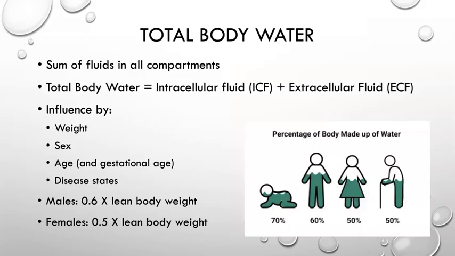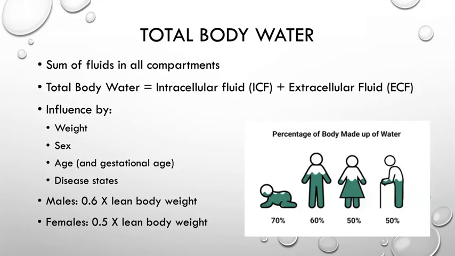Total body water includes all fluid compartments and varies by weight, sex, age, and disease. In general, total body water is about 60% of lean body weight in males and 50% in females. This averages about 42 liters in adults. In healthy adults, water makes up approximately 60% of our total body weight. Because such a large portion of the body is water, maintaining appropriate fluid balance is critical to healthy body function.